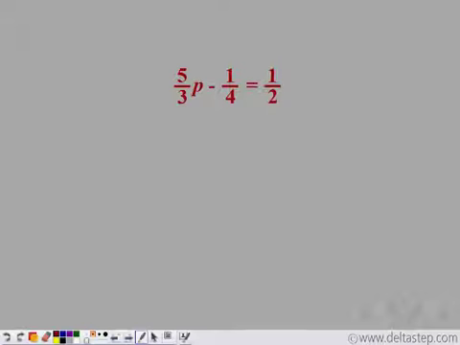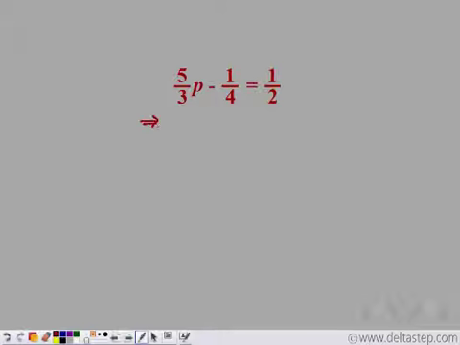We need to solve this equation. 5 by 3p minus 1 by 4 is equal to half. In order to solve it, we should have only p on one side. So first thing is to transpose this, because this is something minus 1 by 4. So we can transpose this to the right hand side. So when we transpose this to the right hand side, minus 1 by 4 becomes plus 1 by 4.